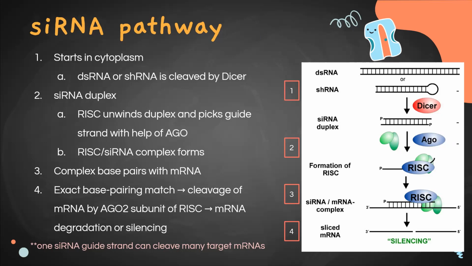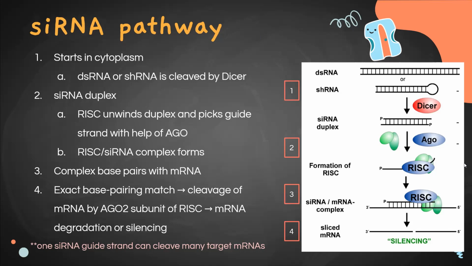basically it turns into a RISC-Ago complex, which is what takes a guide strand and uses it to target certain mRNAs. And so usually there's exact base pairing, and that turns into cleavage of the mRNA, which means that it gets degraded. And also one siRNA guide strand can cleave many target mRNAs. That's also important to know. That was also a question on my problem set, I think.